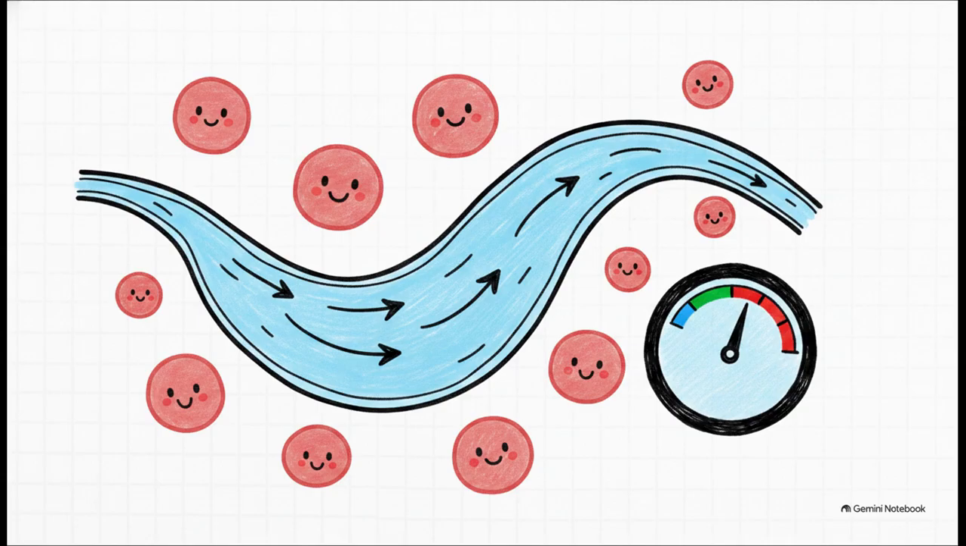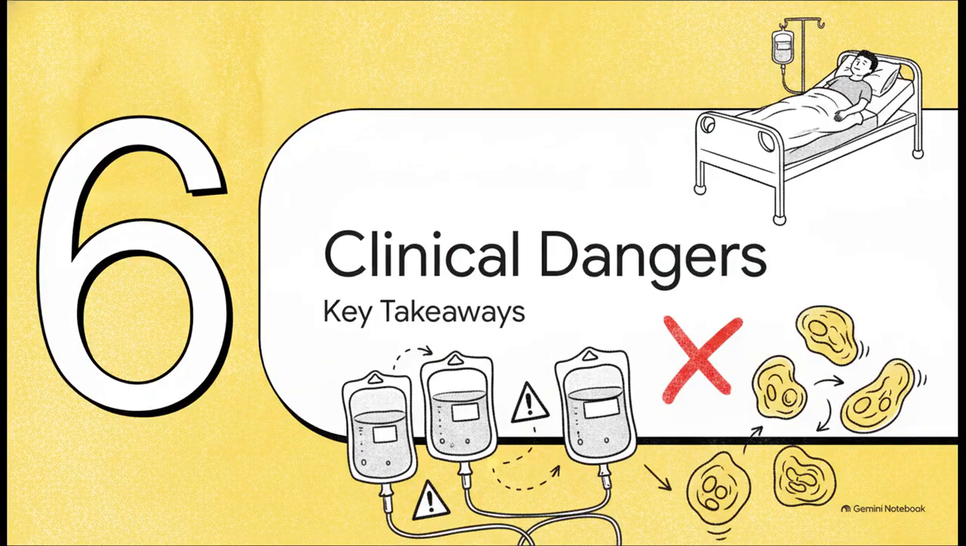If a patient comes in with hypovolemia, which is a fluid volume deficit, or maybe they're experiencing severe blood loss or dropping blood pressure from losing fluids, you give them isotonic fluids. It purely boosts their blood volume and pressure without altering the cells themselves at all. And finally, Section 6, clinical dangers and takeaways.